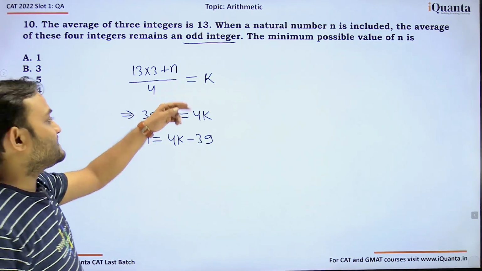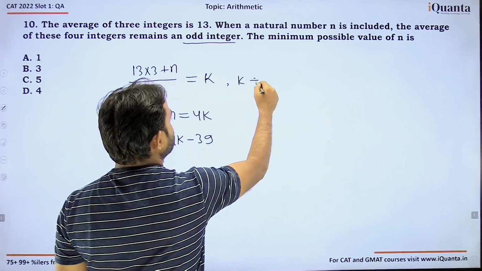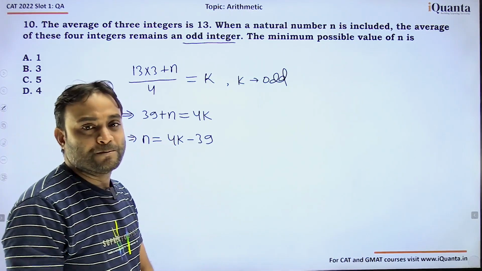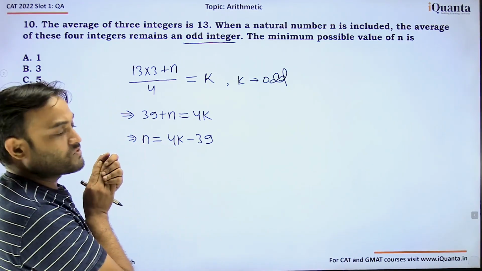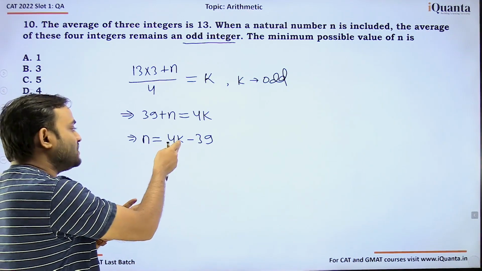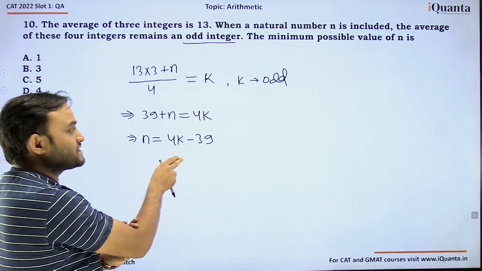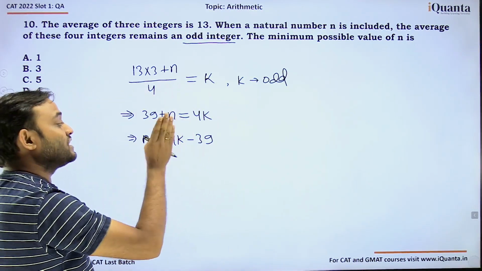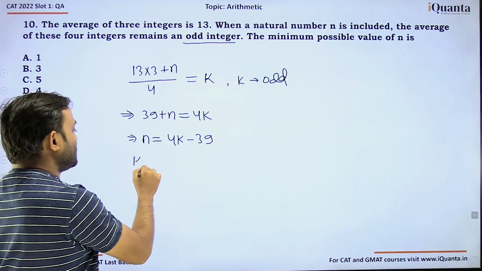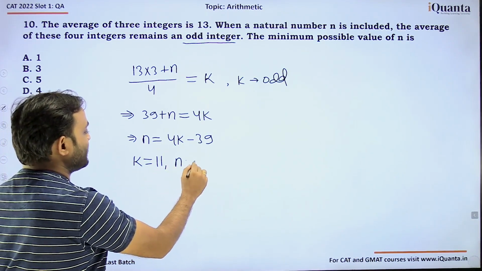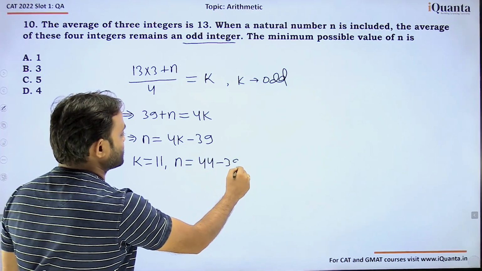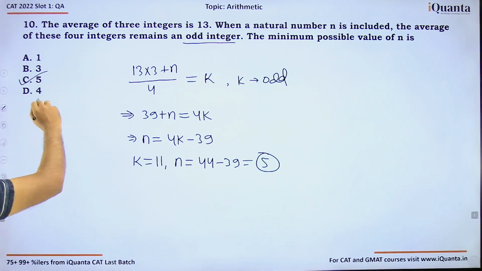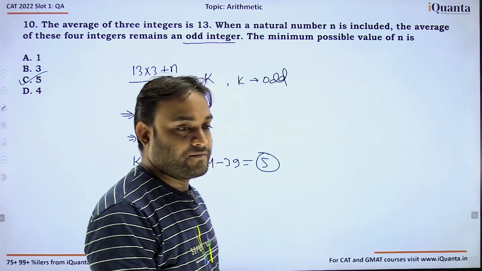Now we know that k is odd. So what's the least value of k that we can put here so that we get the value of n as an integer? If you put k is equal to 10, you get n as positive. This could be a mistake because k is an odd natural number. So we must take k is equal to 11. So if k is equal to 11, n will be equal to 44 minus 39, which is equal to 5, and that is our answer. The minimum possible value of n is 5.